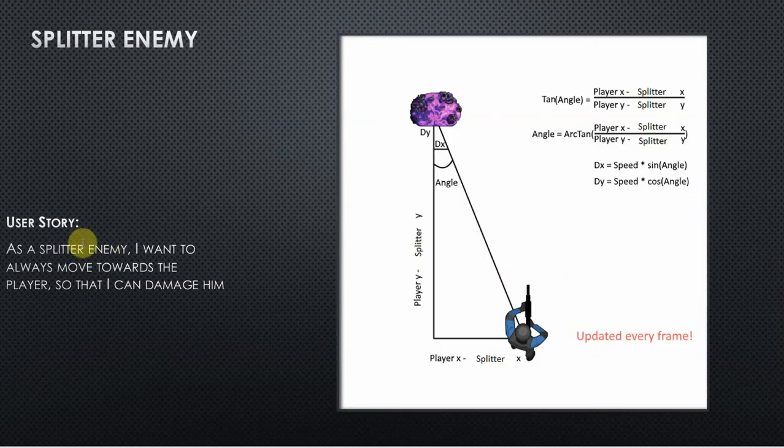As a splitter enemy, I want to always move towards the player so that I damage him. So the idea of the splitter enemy is that he starts as one big enemy and he splits into 2 smaller enemies, which then split into 2 smaller enemies, and their speed increases each time.